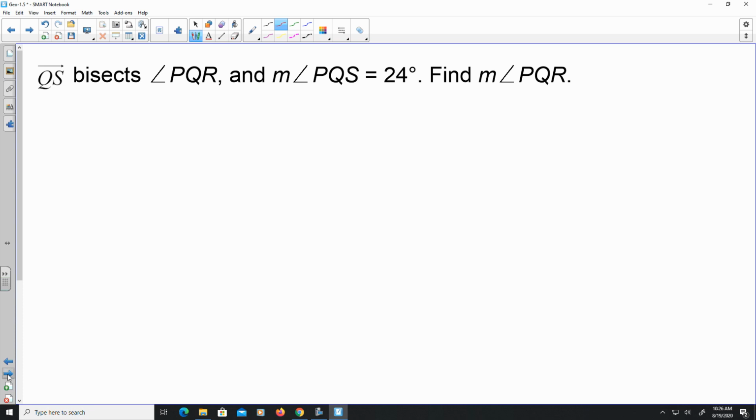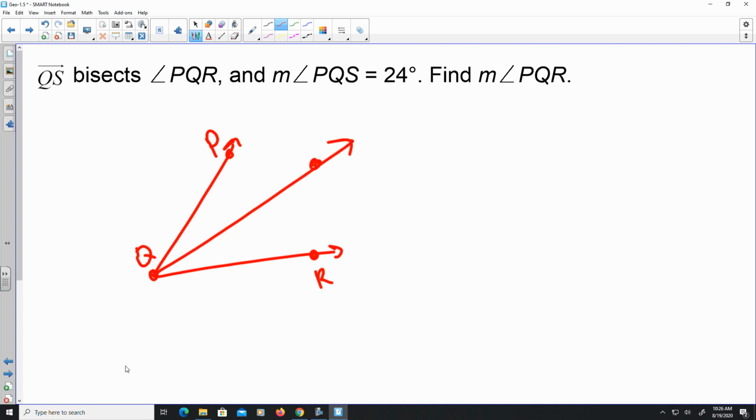Final question. Here it says QS bisects angle PQR. So let's draw this out. I have an angle here, PQR, and it says that QS bisects it. So it's right here. This is the point S. When it says bisects, what that means is it cuts the angle in half.